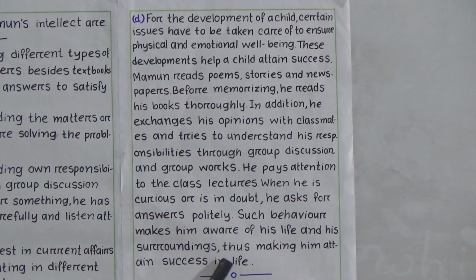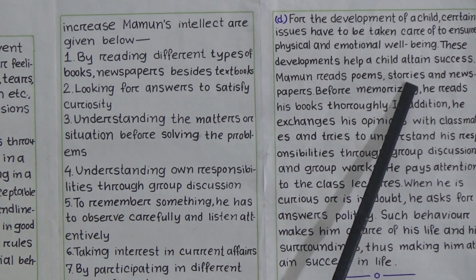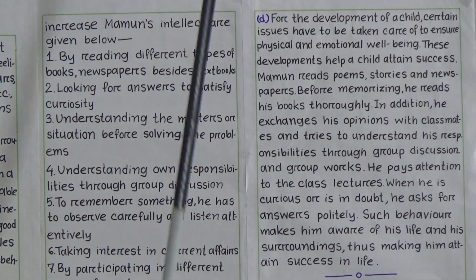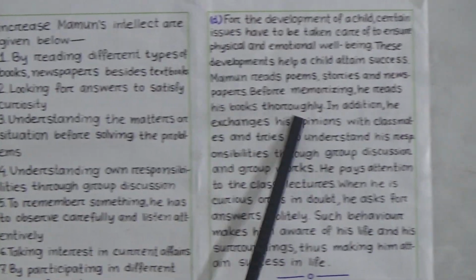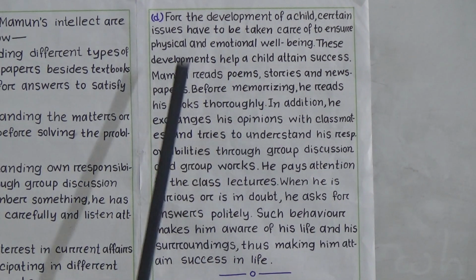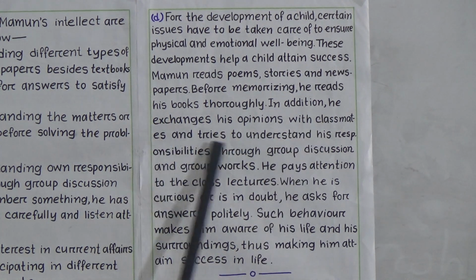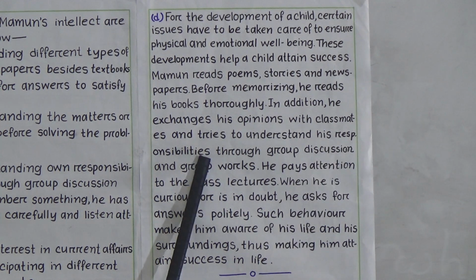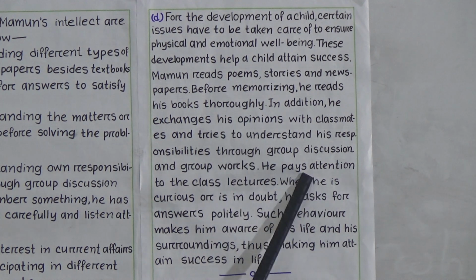So, by maintaining these ways, he reads poems, stories and newspapers besides textbooks. Before memorizing, he reads his books thoroughly. So he is an intellectual boy and he maintains these ways. Look here, he exchanges his opinions with classmates and tries to understand his responsibilities through group discussion. As we said in the answer of number C, through the ways he followed here, he attains success in life.